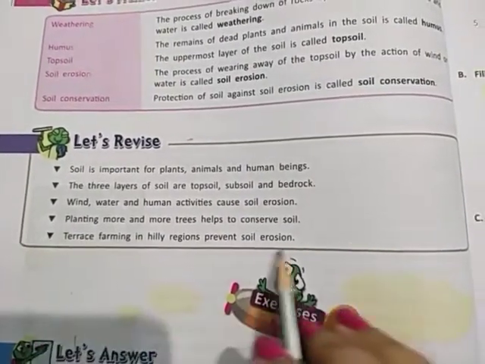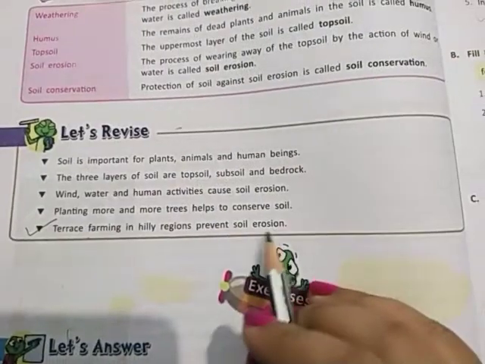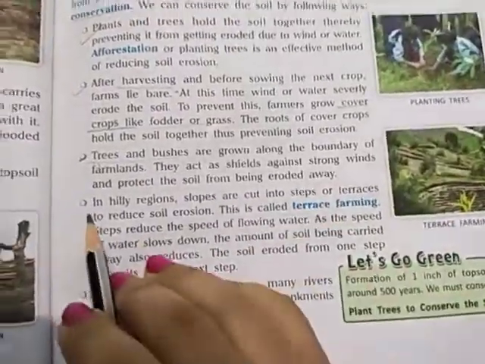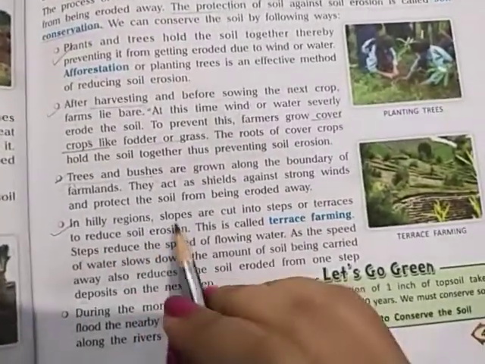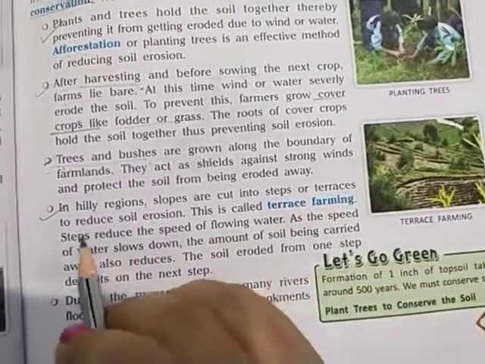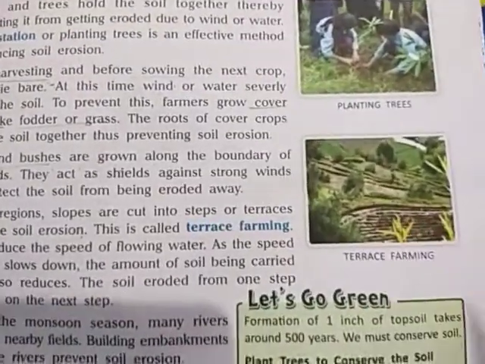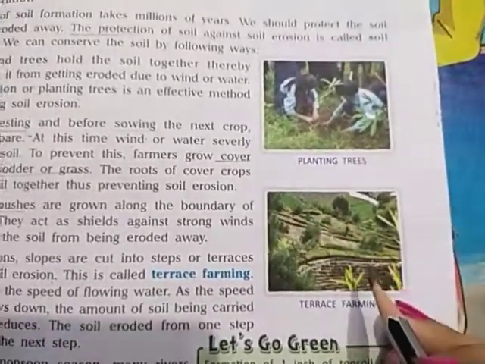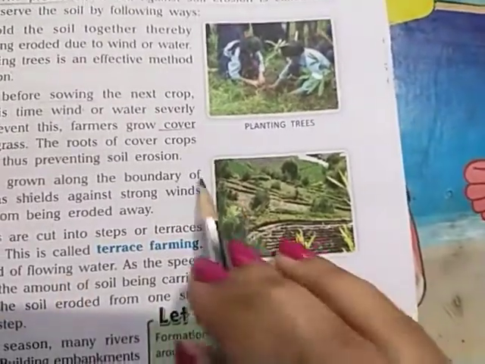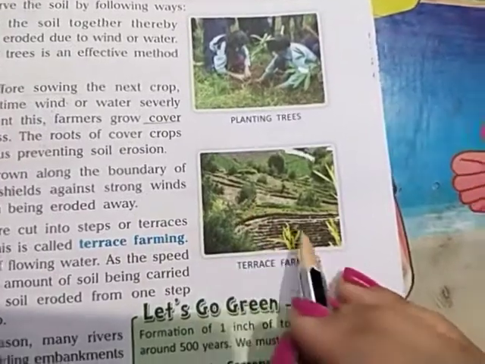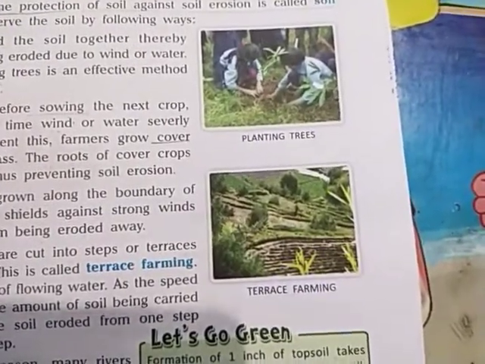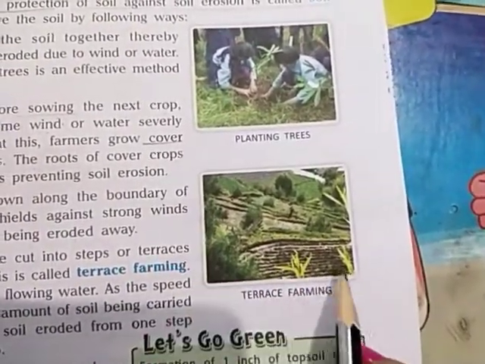Students, the last point in this chapter, which is very important, has been left. So I'm going to start terrace farming. Point number 4: in hilly regions, slopes are cut into steps or terraces to reduce soil erosion. Children, if you can see the picture here, that is a picture of a mountain or sloping hilly area, where it is difficult to keep the soil in its original position because of the slope.